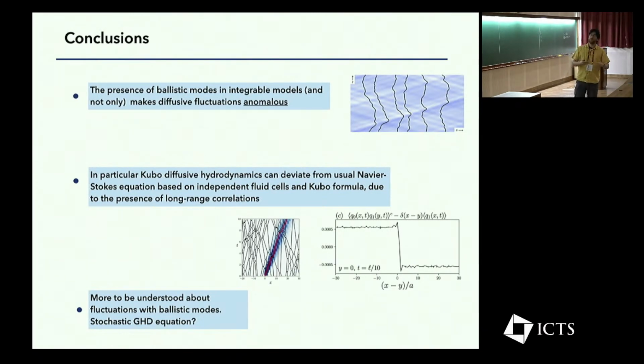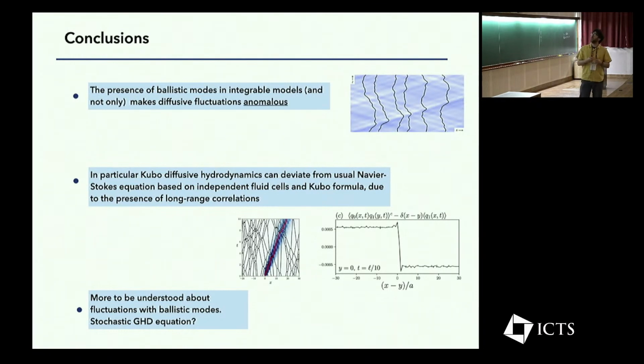So it means that you may see diffusion if you look at the spreading of charge, but if you actually probe better, you see that it's not exactly what people call normal diffusion. In particular, what is called Kubo diffusive hydrodynamics, the one that you derive using hydrodynamic fluid cells and expanding, can be wrong. So you can deviate from the usual Navier-Stokes equation due to the presence of long-range correlation that can develop in the system during hydrodynamic evolution.